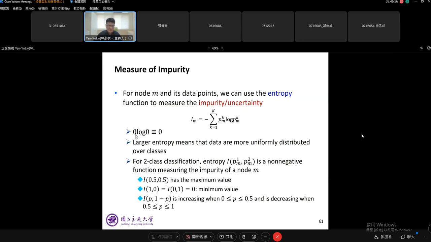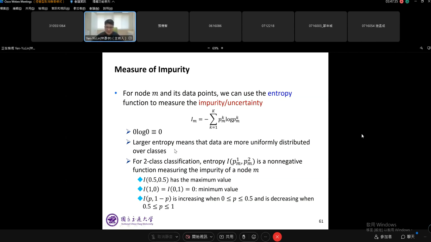By definition, 0 multiplied by log 0 is defined as 0. We will use this definition. For some particular class K, if there is no data point belonging to class K and reaching node M, in this situation, p_m^k is 0. 0 log 0 is defined as 0. Use this assumption to calculate entropy. For the other classes, we can calculate as usual.